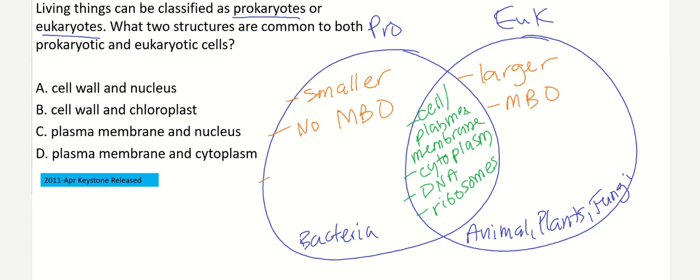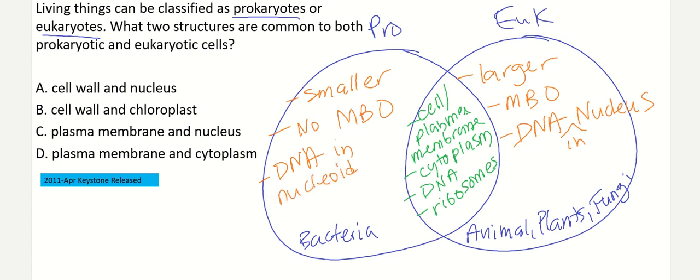The second very important thing to know is that the DNA is found in different places. In eukaryotic cells, DNA is found in a well-defined area called a nucleus, which is membrane bound. Whereas the DNA in prokaryotes is just found in the cytoplasm, in a region, not a well-defined membrane, called the nucleoid region, which is just in the cytoplasm.